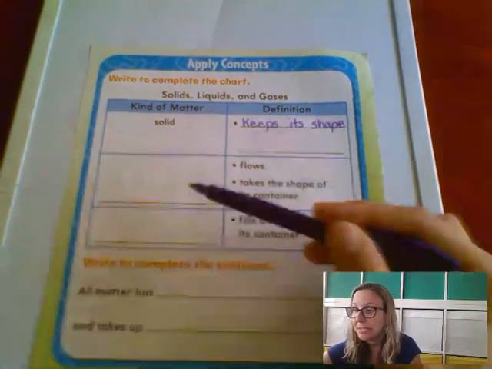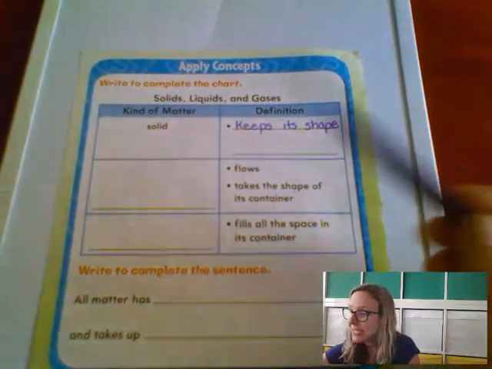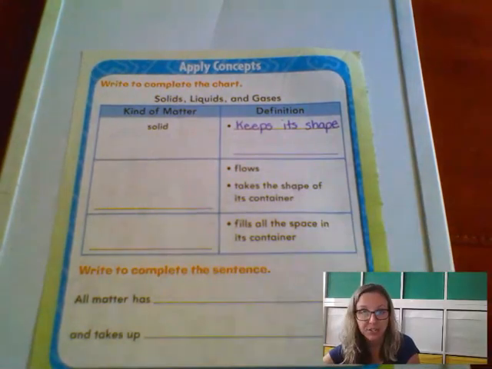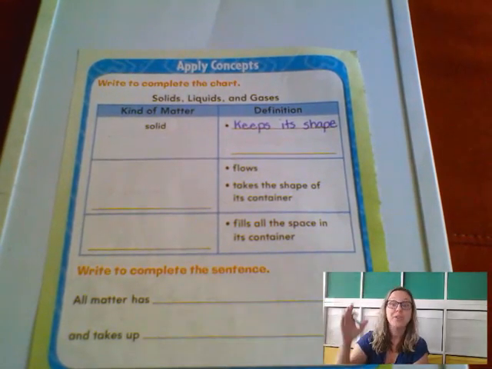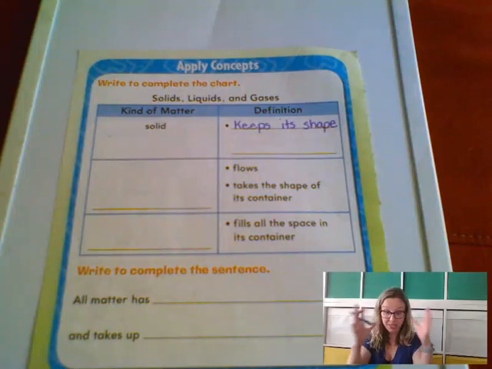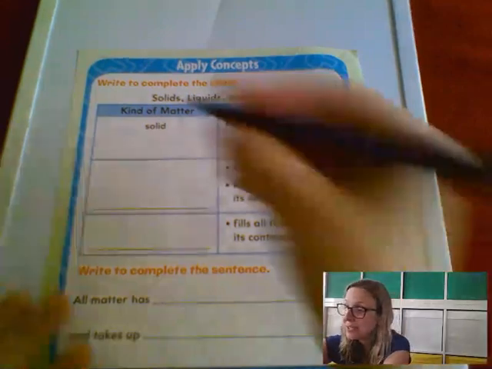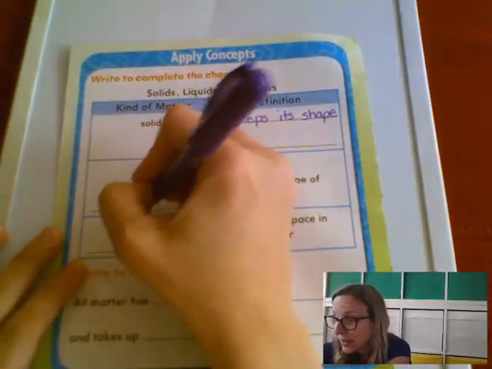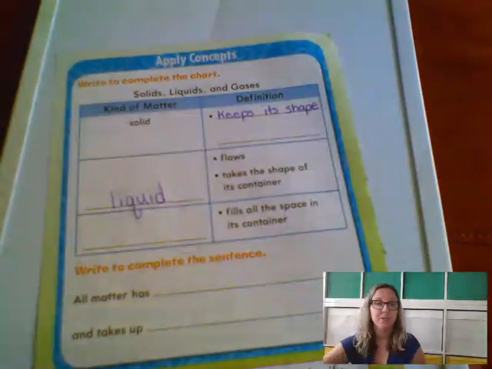And now we're going to look at the definition here. So it's either going to be a gas or a liquid. It says that it flows and it takes the shape of its container. Okay, well, I know that water flows and water would take the shape of its container, and I know that water is a liquid. So for the second kind of matter there, you should write liquid. And if you need to pause while you write that, go ahead.